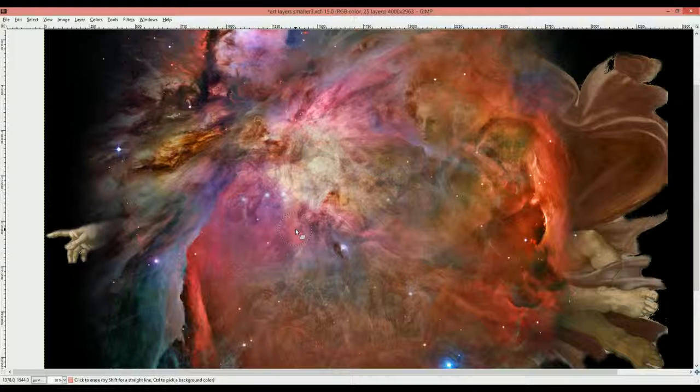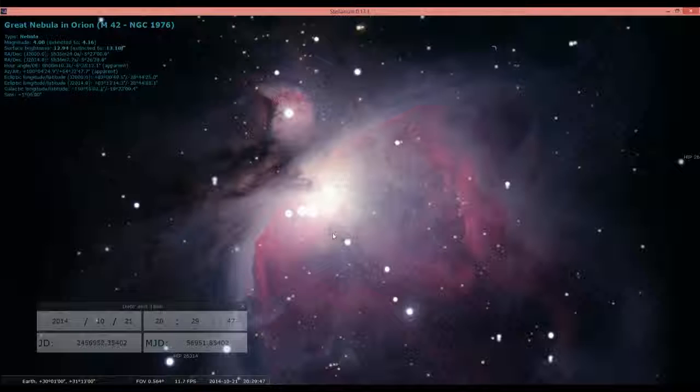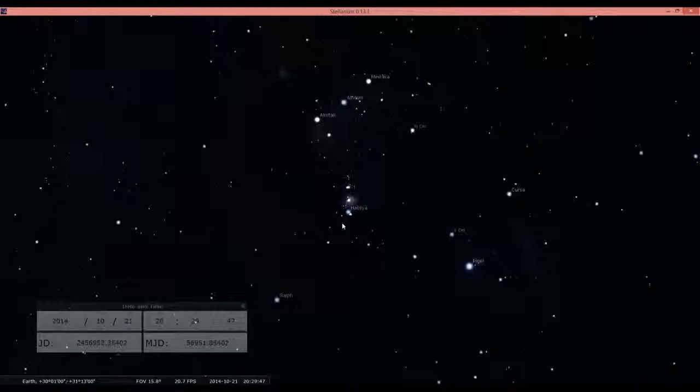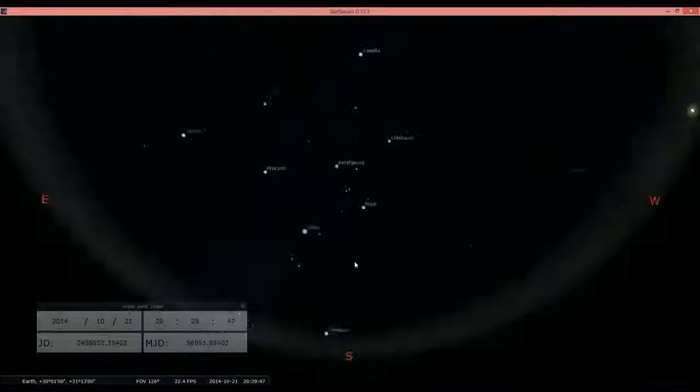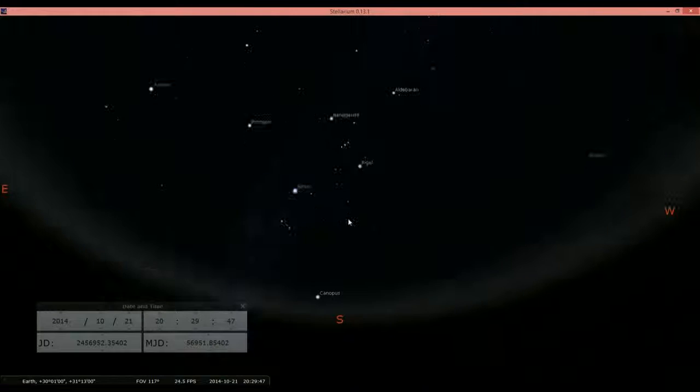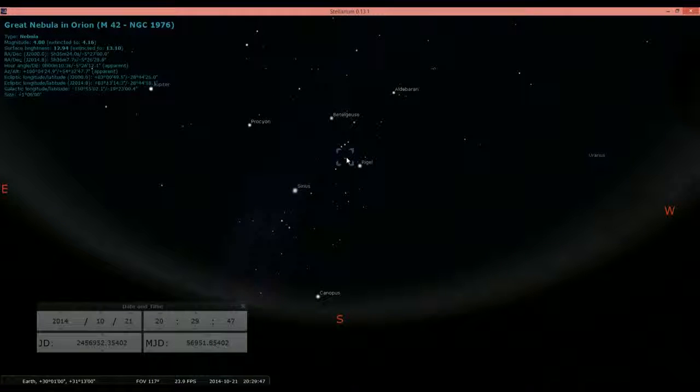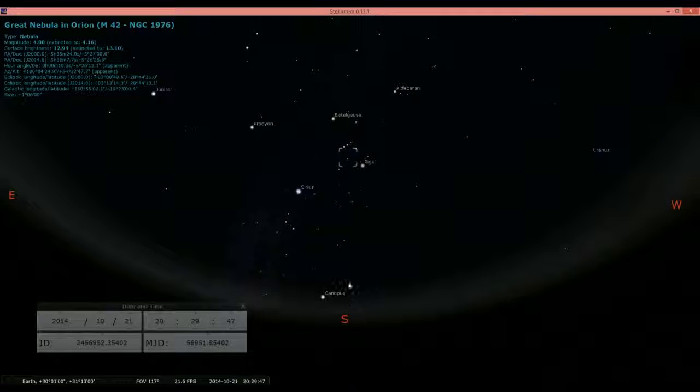So I wanted to show this to you guys, show you the similarities here, show you that he's painted it exactly the same as we would see it if you were facing due south with the Orion Nebula at its highest point in the sky, just as we see here. And I don't think it's a coincidence that he's done it that way.